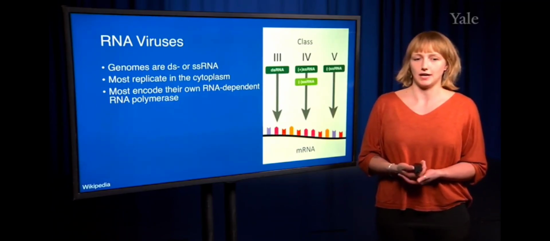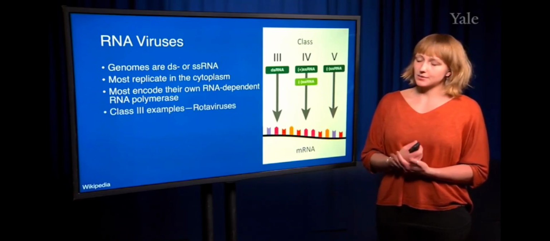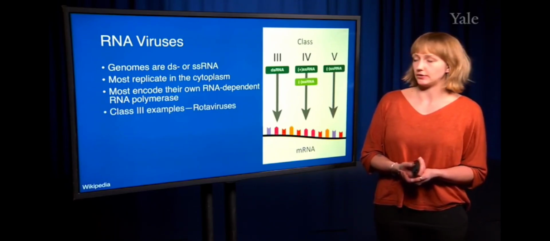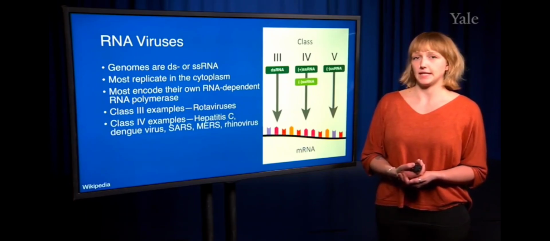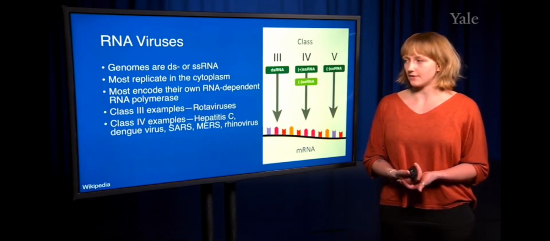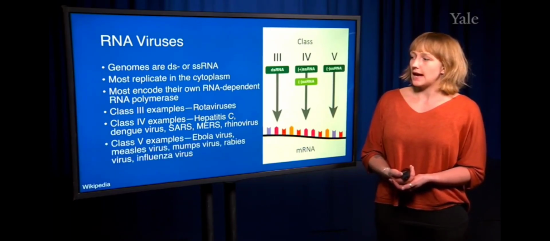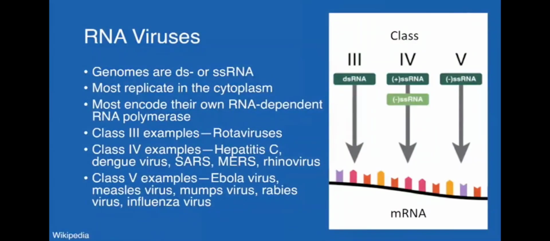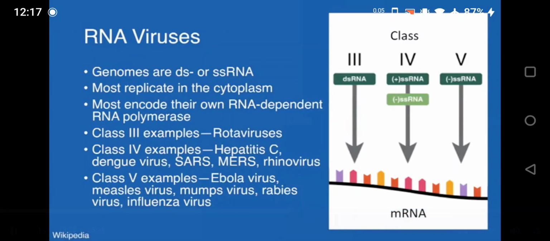Now some examples. Our class 3 viruses include rotaviruses. Class 4 viruses include hepatitis C, dengue virus, SARS, MERS, and rhinoviruses. And class 5 viruses include Ebola viruses, measles virus, mumps virus, rabies virus, and influenza virus. So RNA viruses are actually one of the most studied and well-known groups of viruses that exist.